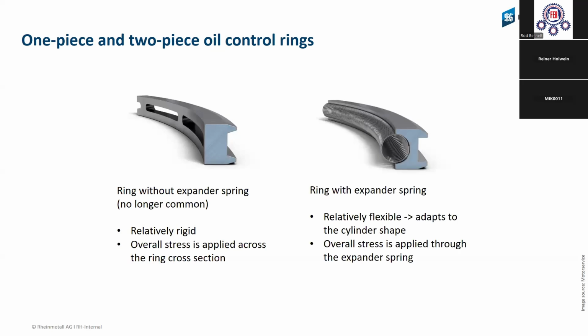Here is the next one. This is the most common application on the diesel engine, a ring with an expander spring, and now the spring brings the force, the power to the ring, how strongly the ring has contact with the surface and can scrape the oil down. And the spring can have higher tension or less tension.